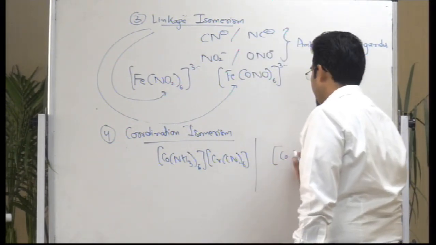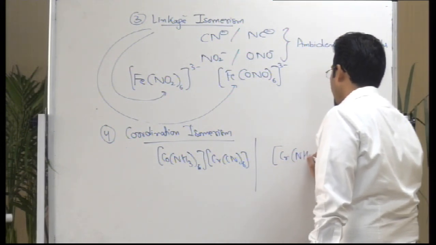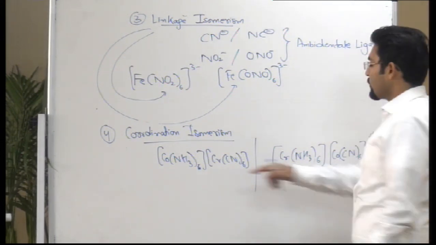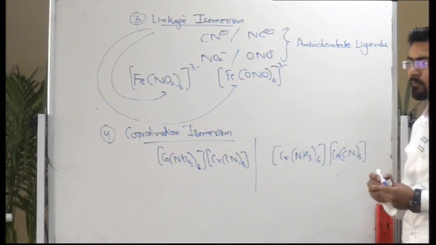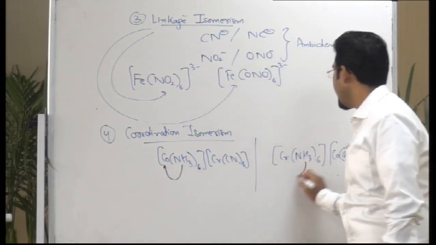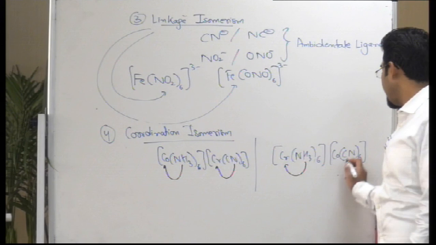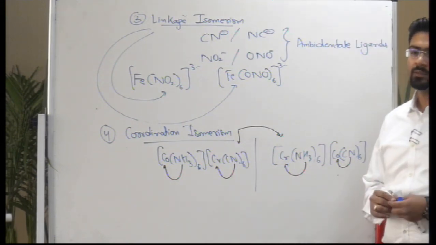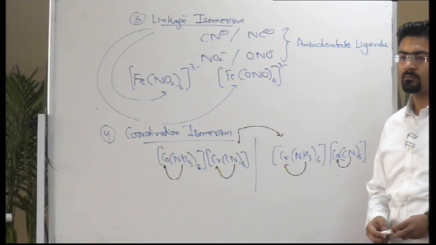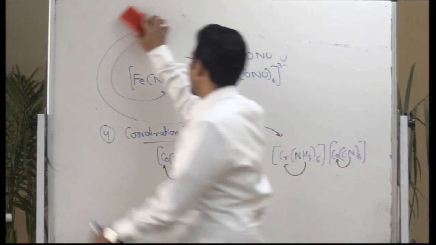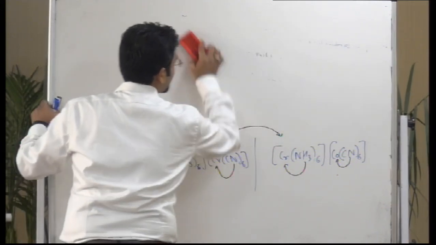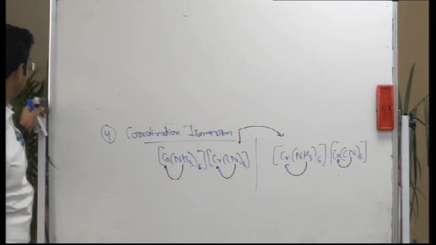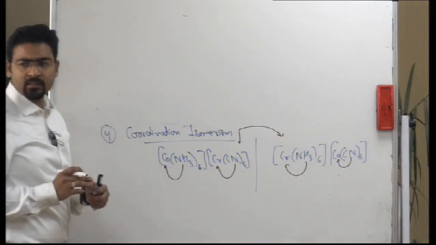Let's just see the other case. For example, I have chromium bonded to amine and cobalt bonded to cyano. So the molecular formula of the two is exactly same, but the two are different because here amine is bonded to cobalt and here amine is bonded to chromium. Here cyano is bonded to chromium and here cyano is bonded to cobalt. So such kind of isomers are called coordination isomers. Okay. So structural isomerism is a very simple case to handle.